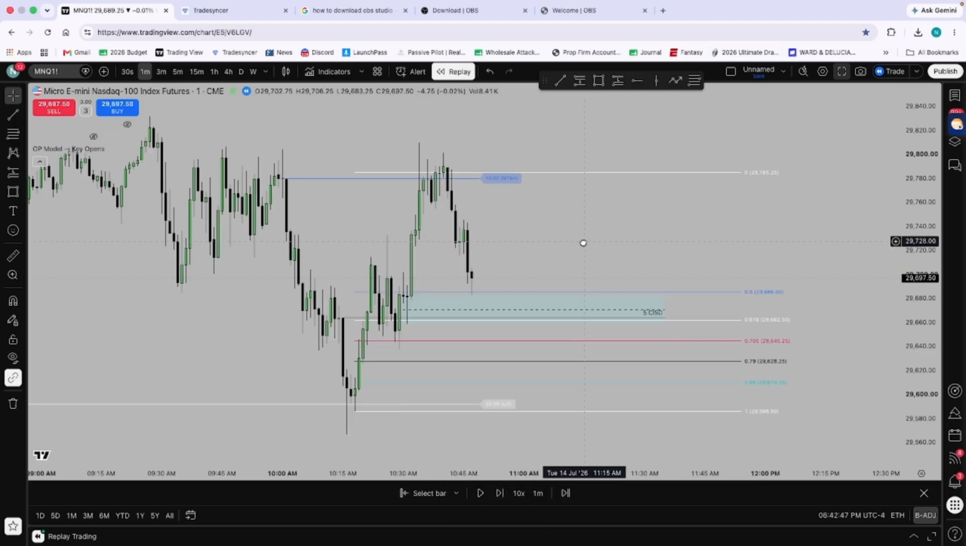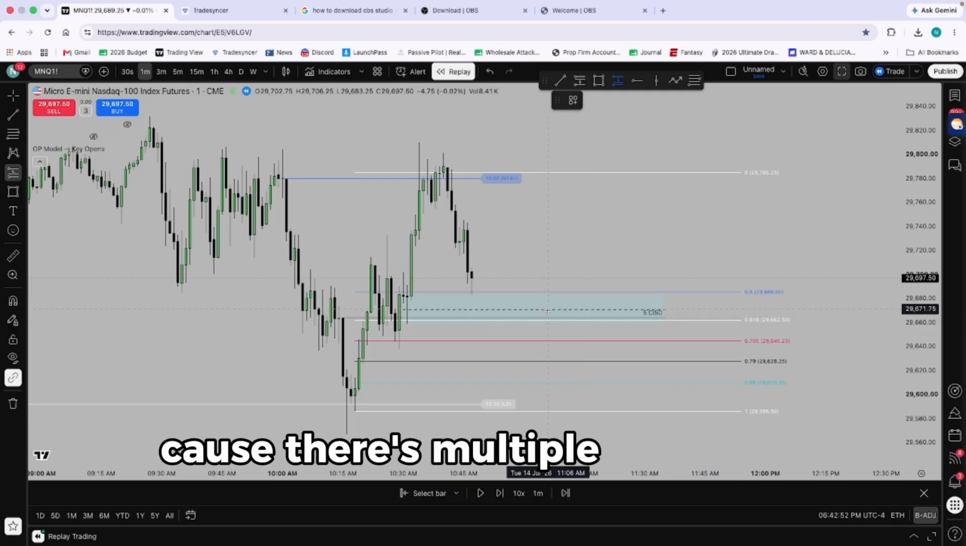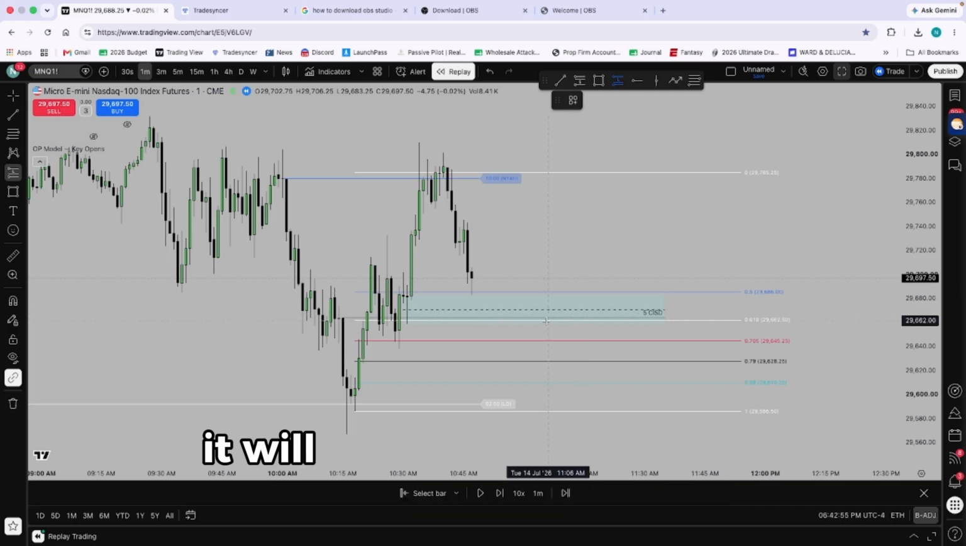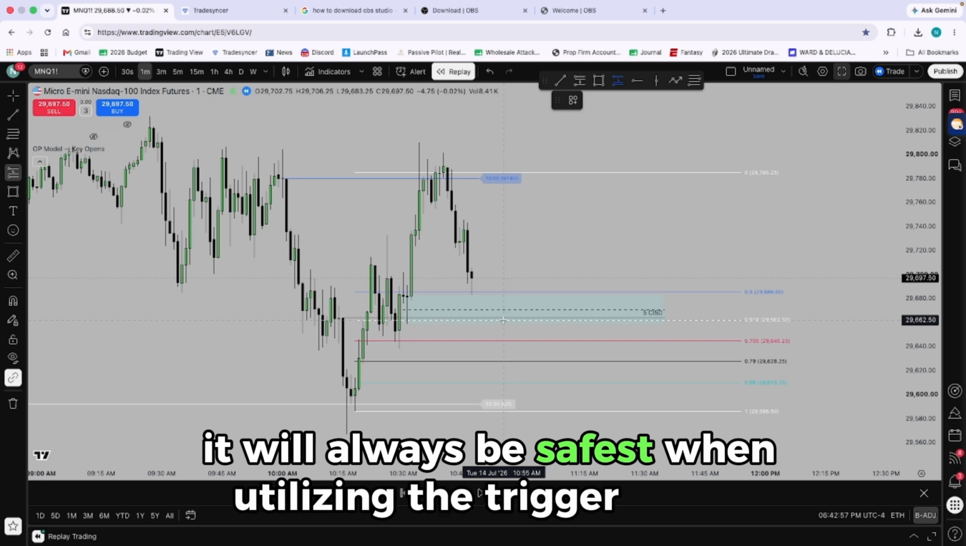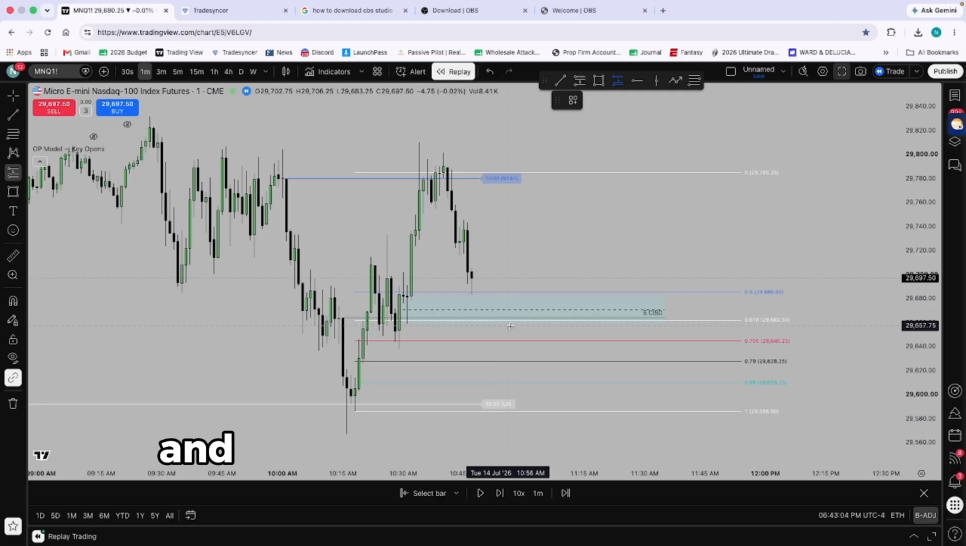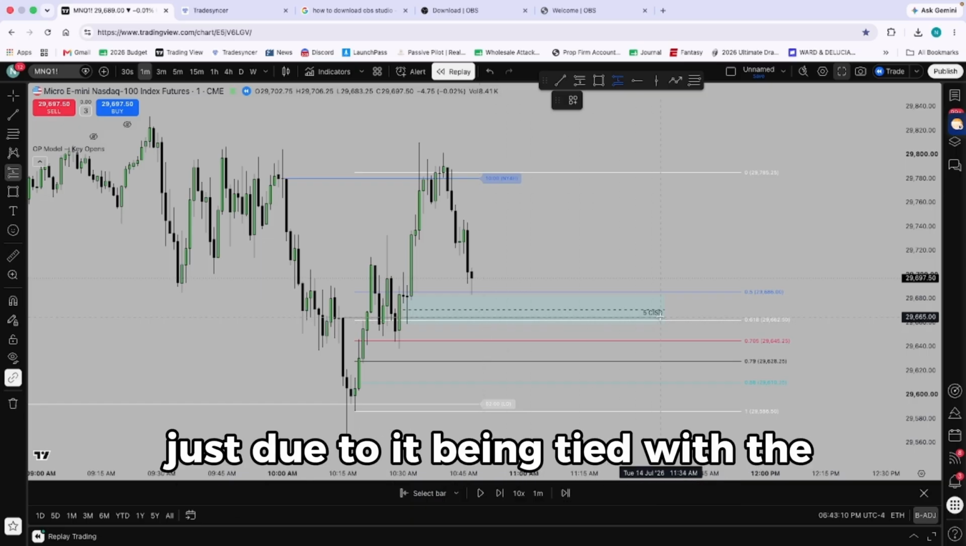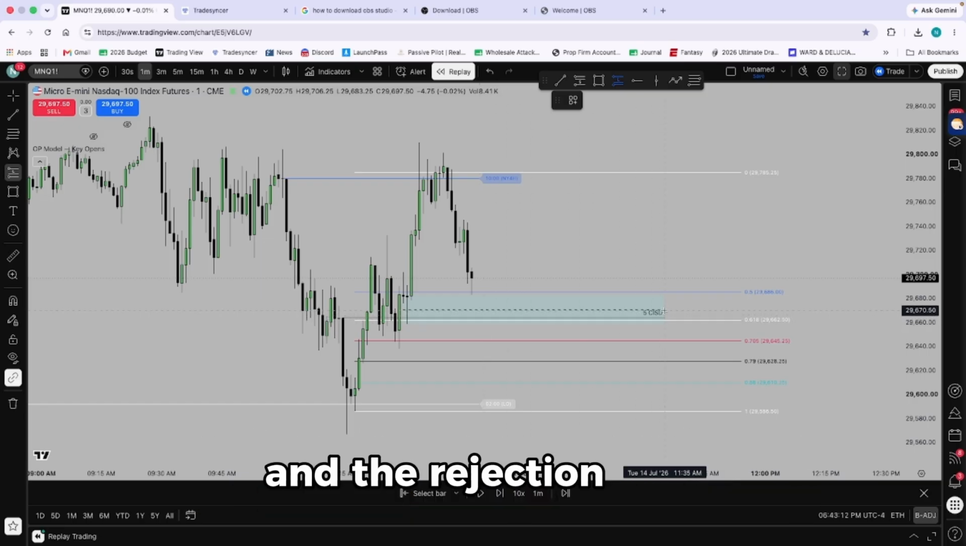Now entering this trade, it becomes a bit technical because there's multiple levels that we can enter off of. It will always be safest when utilizing the trigger model to enter at the lowest and most premium level of your zone. And for this example, I'm going to take this 0.618 OTE level just due to it being tied with the 5-minute change in state of delivery and the rejection block.